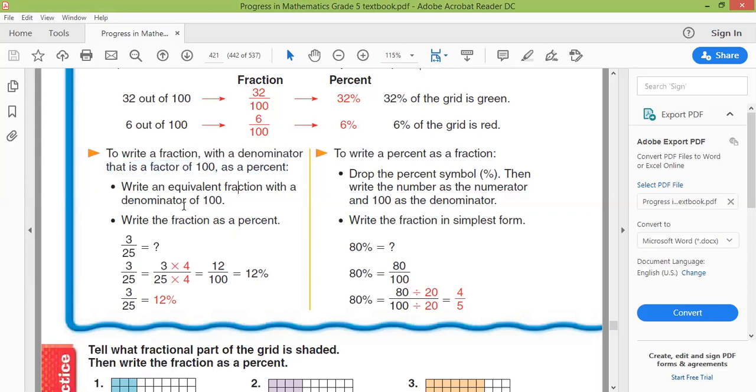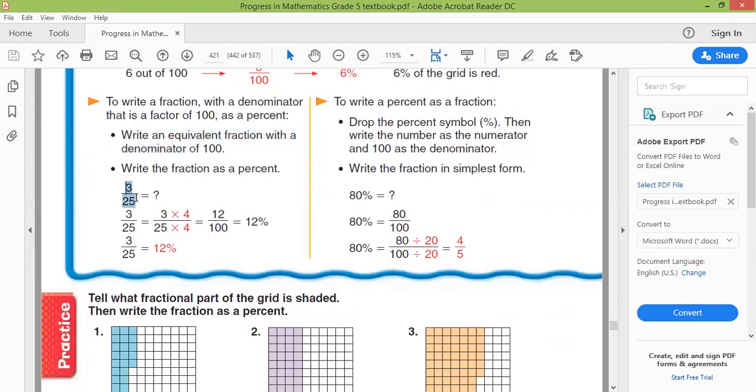How can we do this? Write an equivalent fraction with a denominator of 100. As you can see, 3 over 25. The denominator is 100 or no? No. We will make the denominator 100. This 25, how can you make it into 100? Multiply by 4.